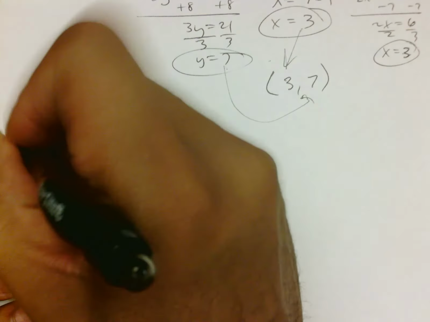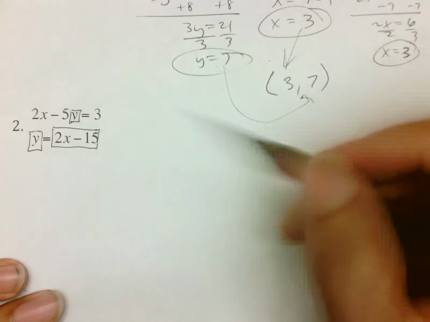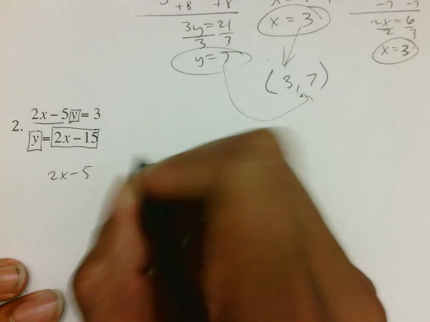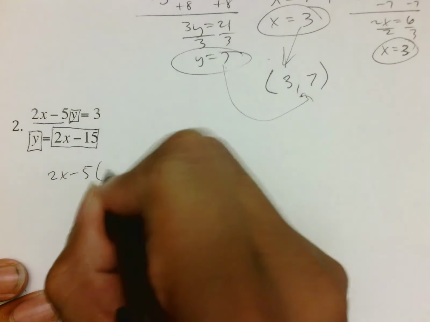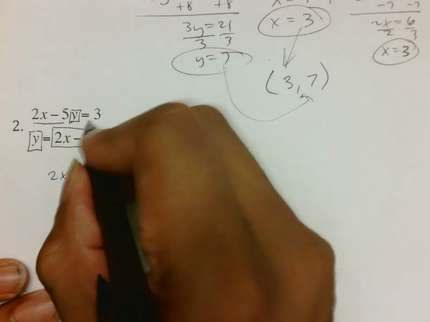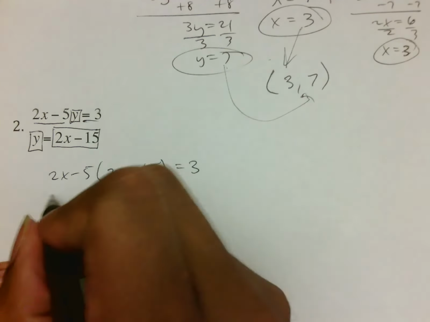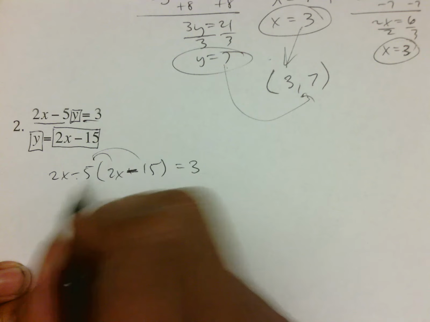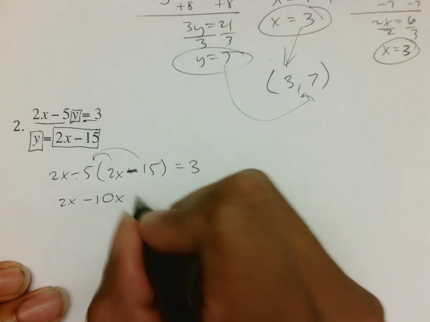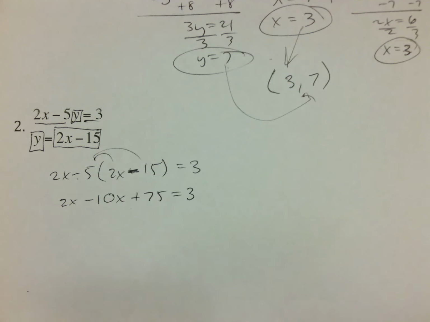Here we have, again, y all by itself down here. It's equal to 2x minus 15, and we're going to put that right there. So again, we're going to write everything in front of the box, which is 2x minus 5. Open our parentheses and put 2x minus 15 inside that box, and then everything after it, which is your equals 3. We then distribute this negative 5, and you got to pay attention to the fact that this is a negative 5, which means minus 10x and plus 75 equals 3.